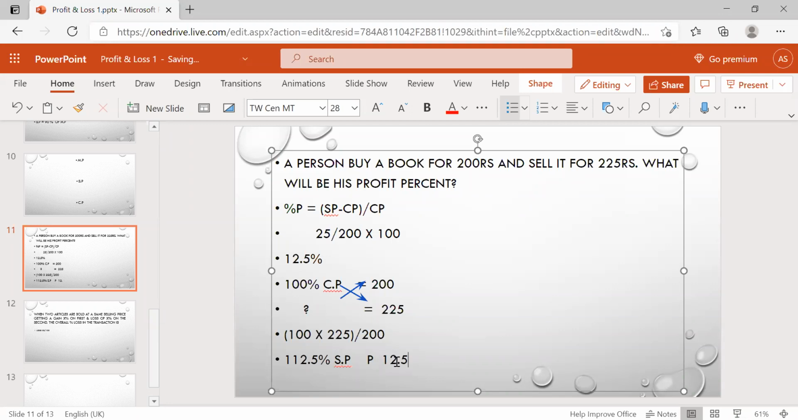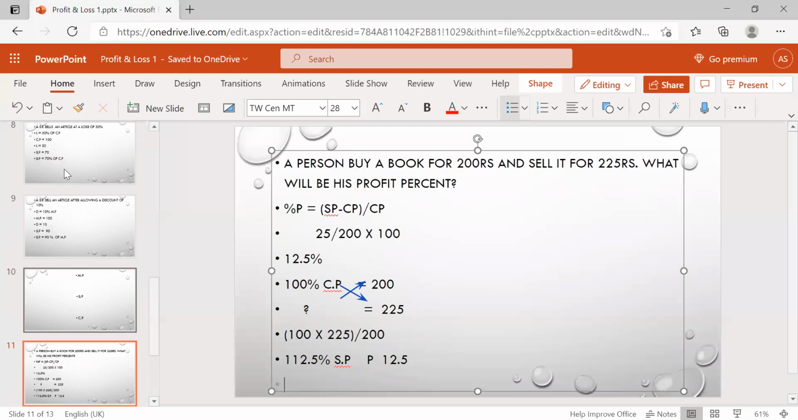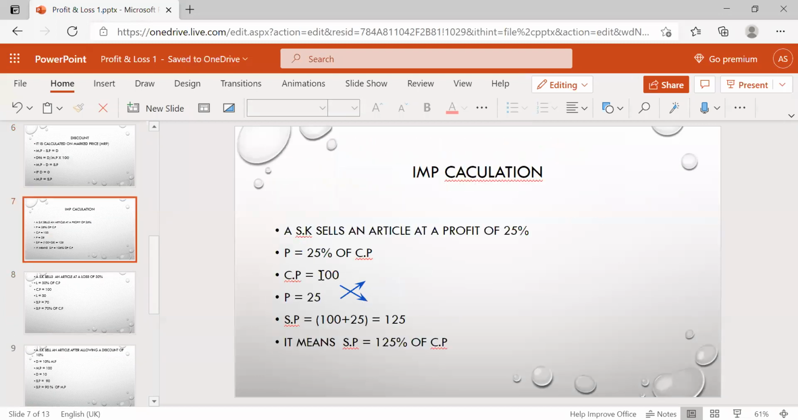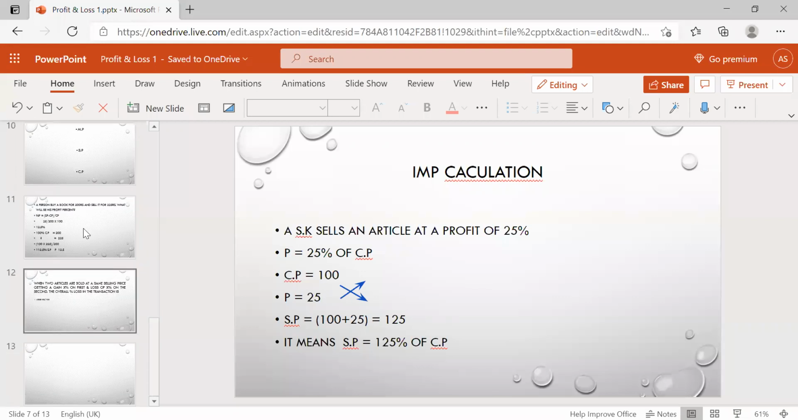We can calculate the same thing by using another method also. Another method means by using, so this is actually what I said in important points. Okay. So based on this, here cost price is 100, selling price is nothing but 125. So profit is nothing but 125 minus 100, 25. So like that I just calculated now.